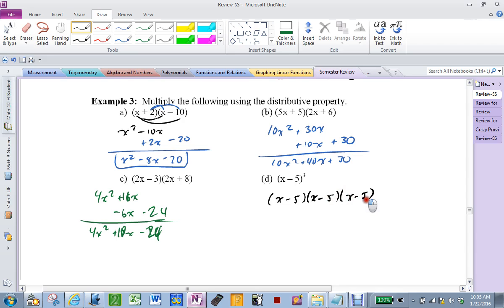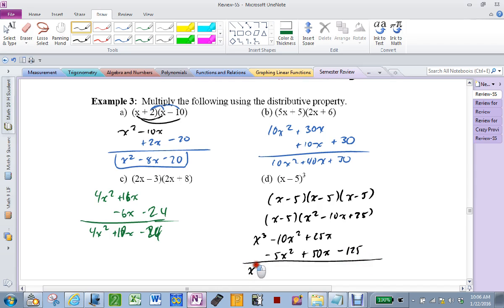I always do the second two first. That's just the way I like to set up my paper. X minus 5, x squared minus 10x plus 25. Then I do this. First term, x cubed minus 10x squared plus 25x. Second term, minus 5x squared. Keep the x squareds together. Plus 50x. Keep the x's together. Minus 125. Collect your like terms.